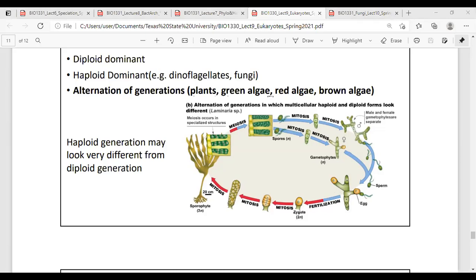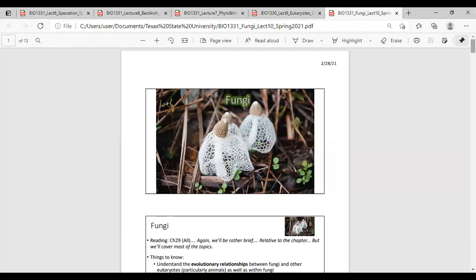Fungi. Fungi get their energy. This is an interesting one with the fungi. I like fungus. It's interesting.